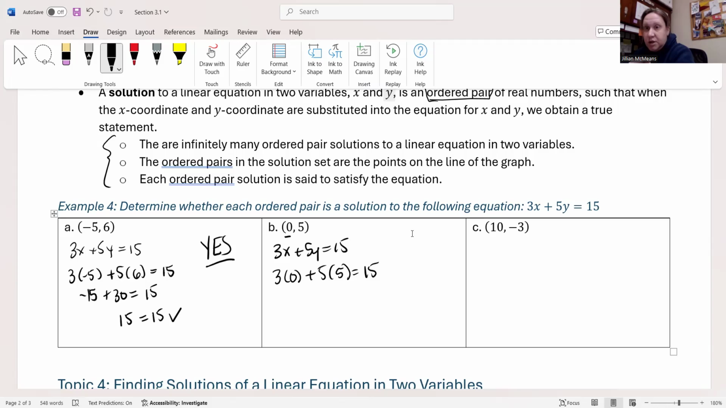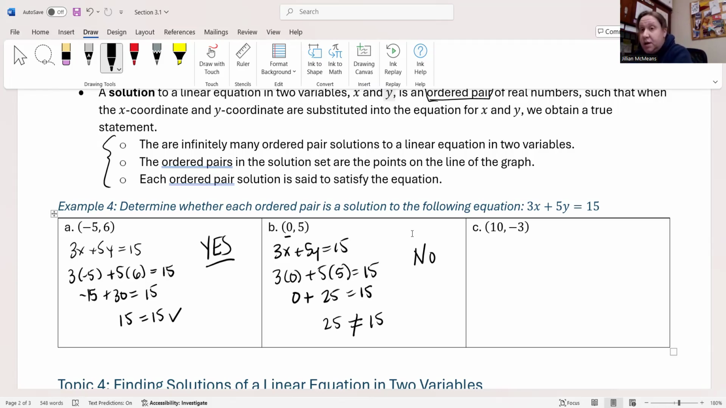Remember order of operations. We have to do the multiplication before the addition. 3 times 0 is just 0. 5 times 5 is 25. And unfortunately, 0 plus 25 is 25, and that does not equal 15. An equals sign with a slash through it just means does not equal. So we would have to say no. If I were to graph this line, we would have the line, and then we would have some random point floating out there that's not touching the line. That would be the point (0, 5). That would be one of many points that don't touch the line.